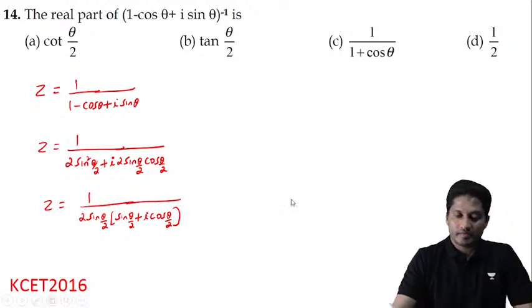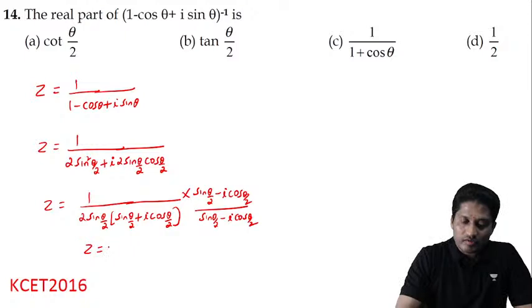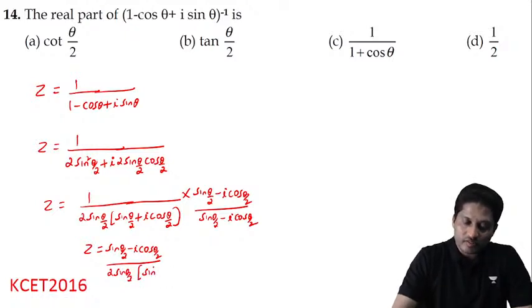Now I'll multiply and divide by its conjugate, which is sin theta by 2 minus i cos theta by 2. Again, this is equal to sin theta by 2 minus i cos theta by 2, divided by 2 sin theta by 2. a plus b into a minus b is a square minus b square, right? So this is sin square theta by 2 minus i square cos square theta by 2.